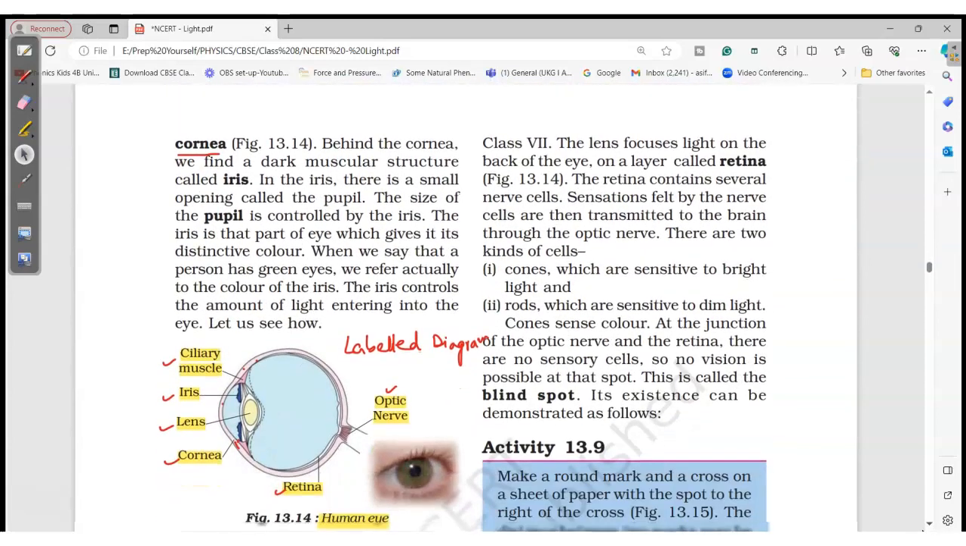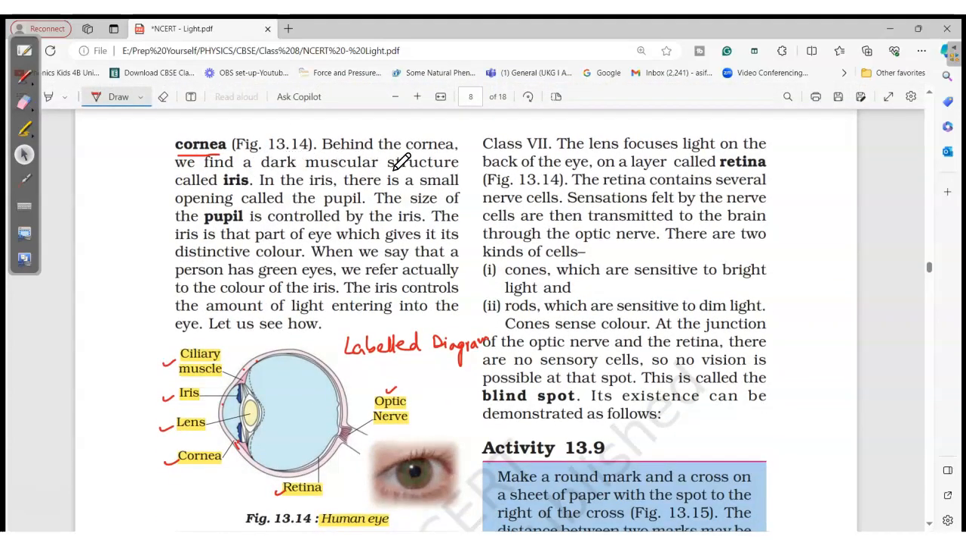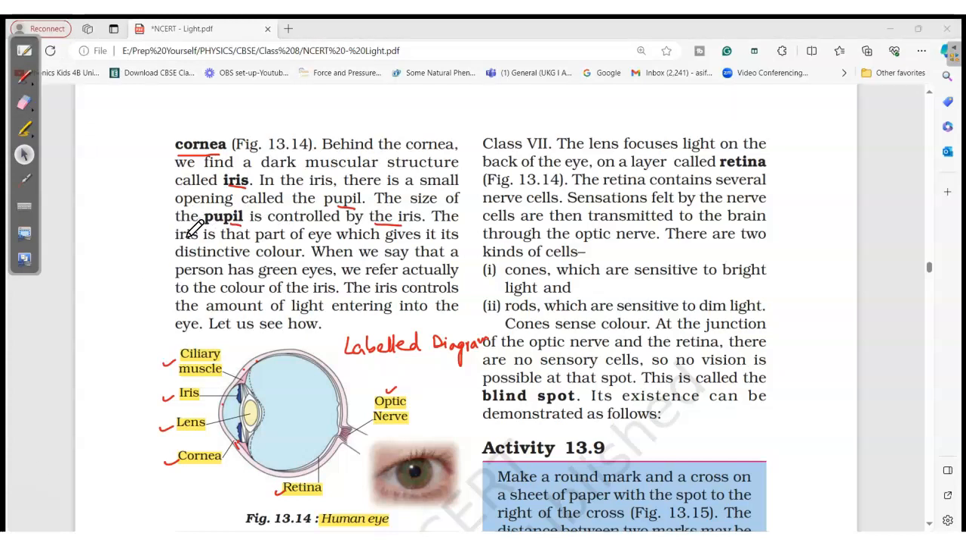Okay. Now, behind the cornea, we find a dark muscular structure. You can see this dark muscular structure behind the cornea. That is the iris. In the iris, there is a small opening that is called the pupil. So in this iris, the small opening that you can see in between, that is the pupil. Now the size of the pupil is controlled by the iris. Right. Size of the pupil is controlled by the iris, right?